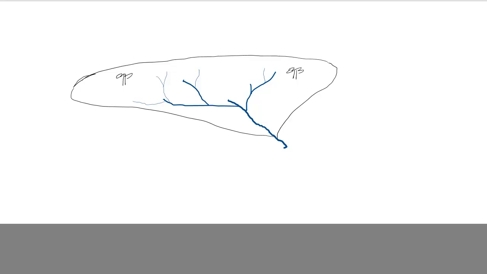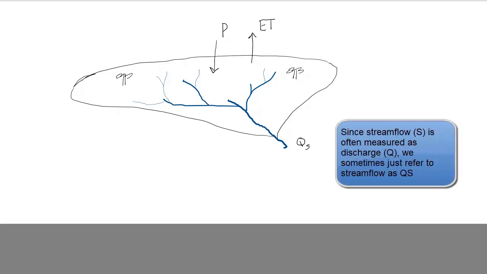And remember that in the water balance equation, the inputs will consist of precipitation in, and we'll always have evapotranspiration out, and then this main stream will lead to stream flow out. We usually give it the symbol QS. And then underneath the ground here we could have groundwater flow in or out. And those are the major inputs and outputs to the watershed.